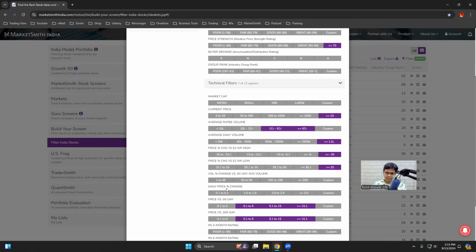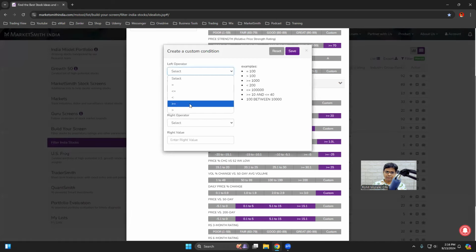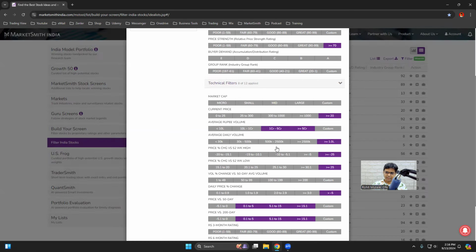Another important filter is daily price change. This should be greater than -5. Imagine a stock which falls more than 5% in a single day. Why would you have that stock on your watch list for your next day? It has crashed more than 5%. Let it recover and come to a proper buy point. It will automatically show up in these filters. Okay. But stocks which have fallen more than 5% in a single day, they should not be on your watch list or your radar for the next day.